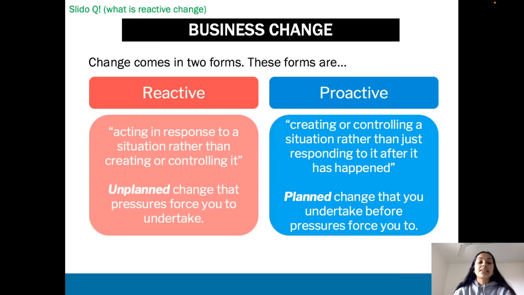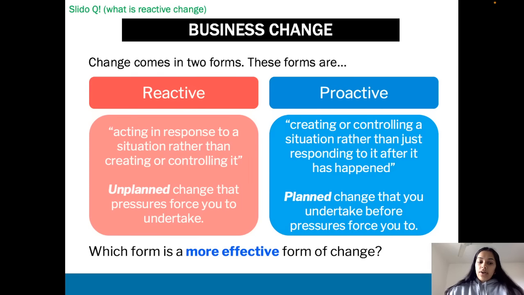Proactive, on the other hand, is the complete opposite. So this is where the business is creating or controlling a situation rather than just responding to it after it has happened. And so it links to the idea of planned change, where the business is taking those steps beforehand, before an event has occurred or before pressures force it to undergo change.